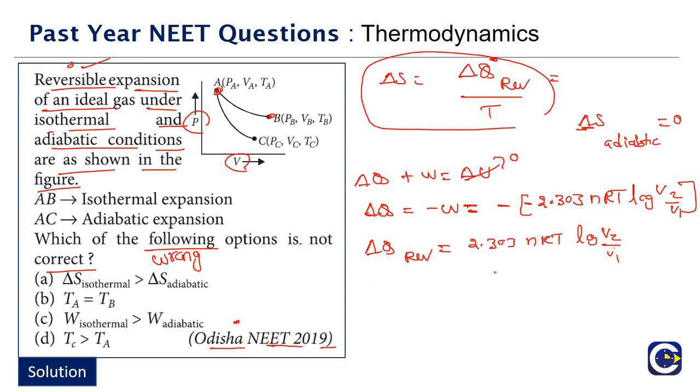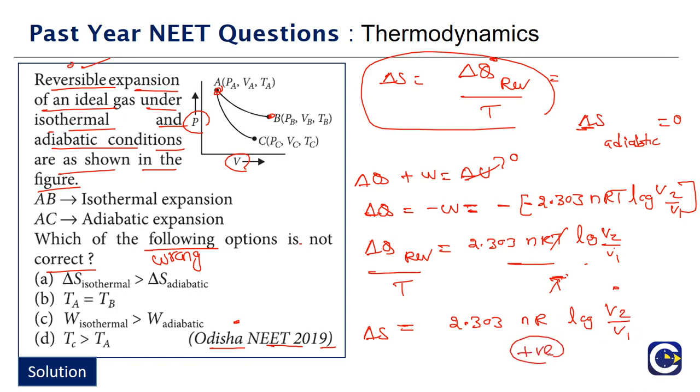Del Q reversible by temperature. We are dividing this by temperature. Okay, so temperature is cancelled. So what is it going to be? The delta S value will be equal to 2.303 nR log V2 by V1, and we can see that this is expansion, so final volume is more than initial volume. So this entire term will be some value positive. I mean, we will not be able to comment on what is the value, but it will be some value positive. So what is the conclusion here? The delta S for the reversible isothermal will be positive, whereas in case of the expansion, of course, okay, here we are looking at the expansion case, and delta S for the reversible adiabatic is what?